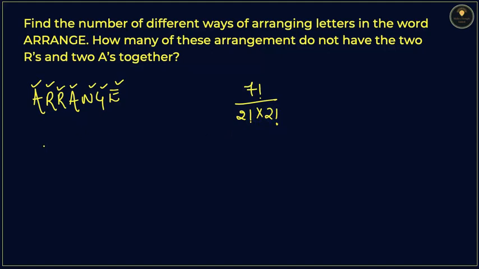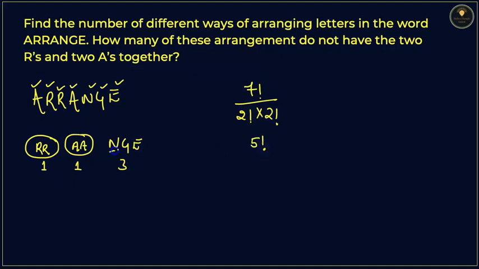Now the second case that we will do is when these two letters are together. So we will take 2 R's and 2 A's that are together. So I'm writing 2 R's together, I'm taking 2 A's together. I will make this group as 1, this group as 1, and the rest of the word, that is NGE, will make as 3. So now we are having 5 letters and I will arrange those 5 letters like this.